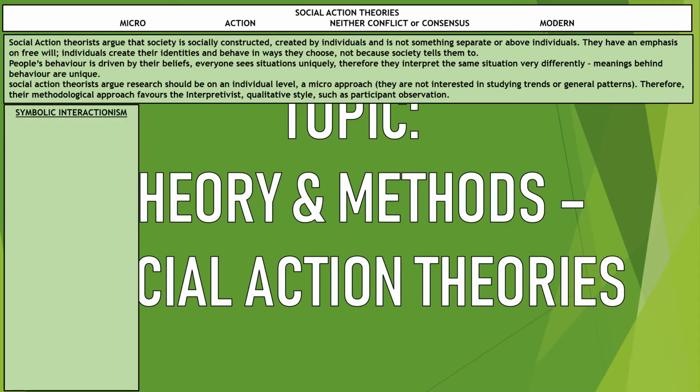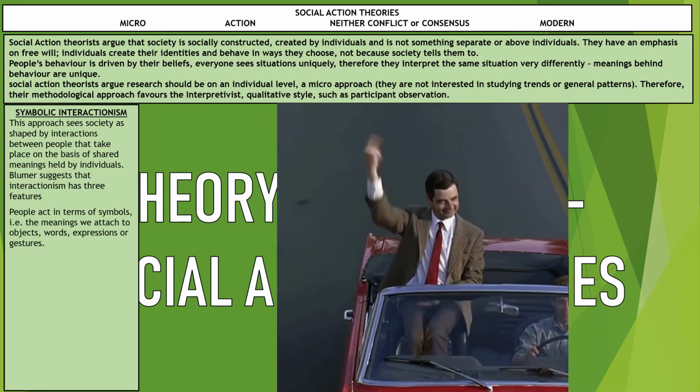Now, there are lots of different variations of social action theory. So symbolic interactionism is one of these, which basically says that we shape society individually. We all have our own meanings and values and ideas, and that's what helps us to shape and understand the world around us. So the work of Blumer suggests that interaction has three key features.